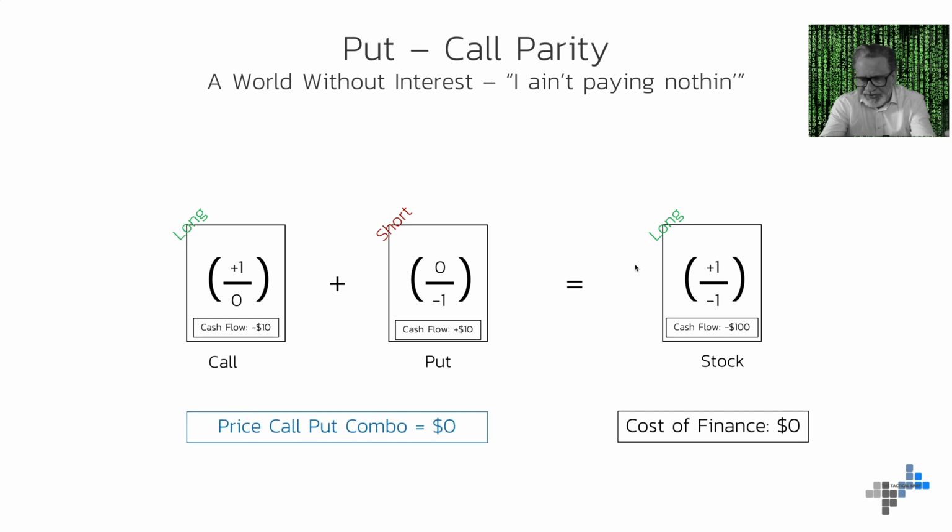Yeah? In this scenario, you can see something special. As I've chosen the example with the price of the share at 100 and the call option, the strike price at 100, and the insurance policy, the put option at 100, we're exactly at the money. So in this scenario, you also see if the cost of finance is zero and the price of the call put combo has to be zero, then the cash flow, meaning the money you pay for the call and the premium received for the put, has to be equal. They have to add up to zero in a world without interest rates.